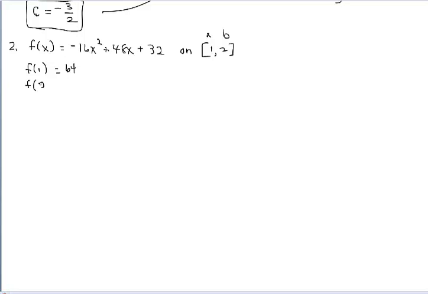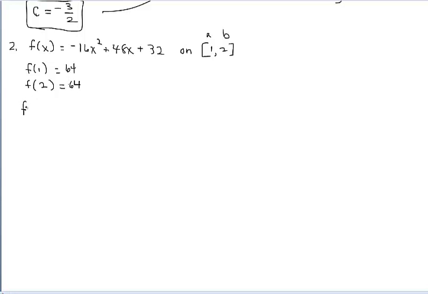Let's evaluate the function at 2. When you plug 2 in everywhere and do the calculations, as a matter of fact, you also do get 64. So these are 2 points on the graph, and the average rate of change from x equals 1 to x equals 2, if I did delta y over delta x, would be 64 minus 64 over 1 minus 2. That would give me 0. So I can use Rolle's theorem because this is continuous and differentiable on this interval, and these two y values are the same. So let's proceed.